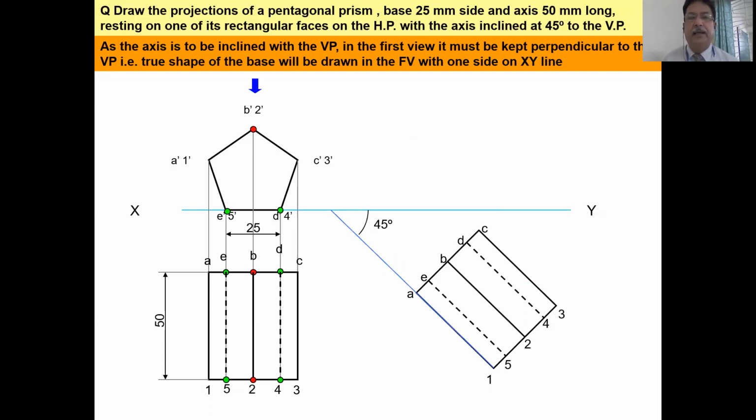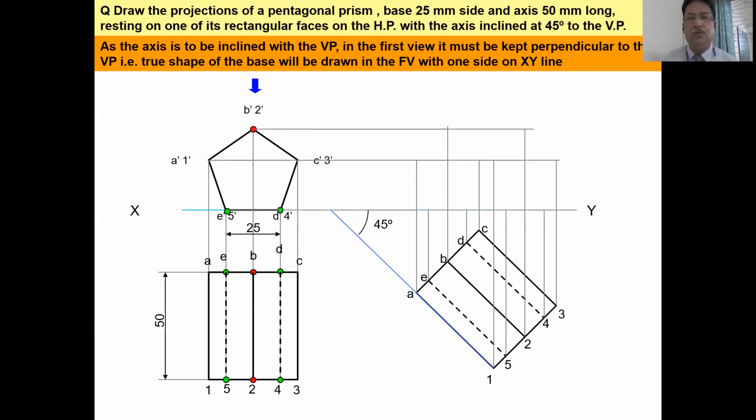Now with the help of this top view, we are going to project the front view. When the axis is inclined to VP by some angle, the distances in the front view will remain the same. So from the top view, we draw the projectors for all the 10 points. Those 10 points are separated, and from the front view we draw the loci and mark all these points: a1', b1', c1', d1'.